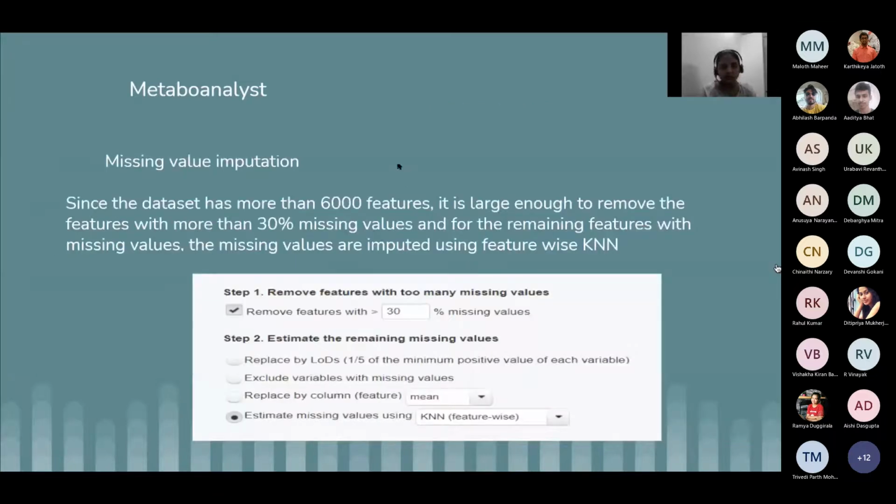Now, since there are 28% missing values in our dataset, we need to do the missing value imputation. Since there are more than 600 features in our dataset, we can remove the features with more than 30% missing values. And for the remaining features with missing values, we can estimate the missing values using KNN feature-wise estimation.